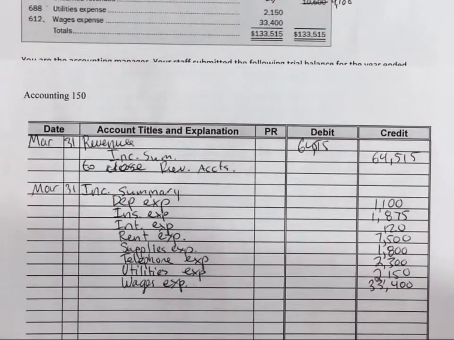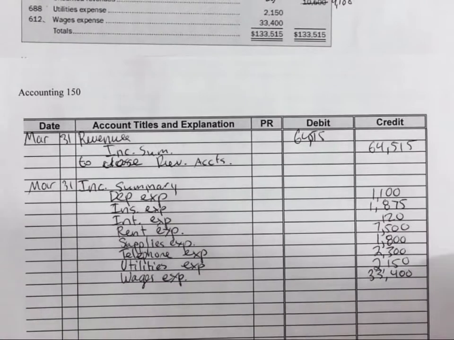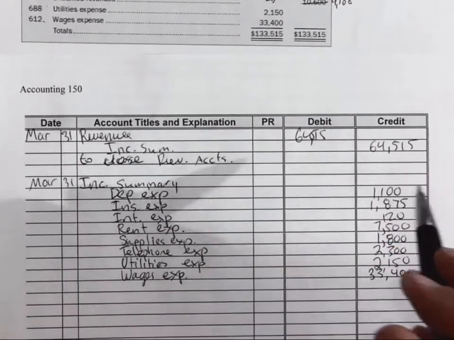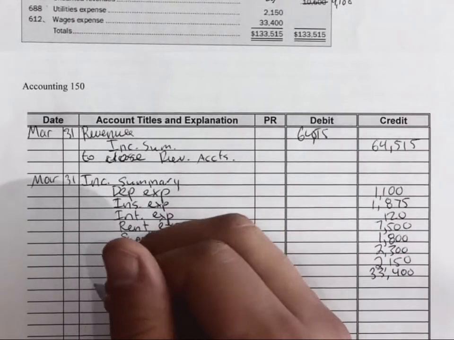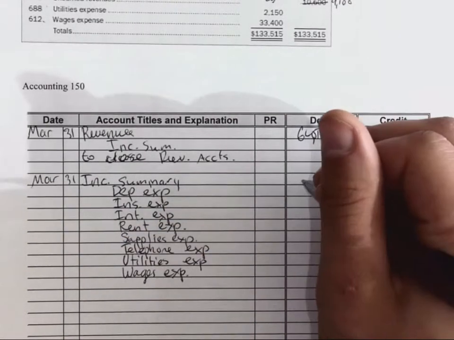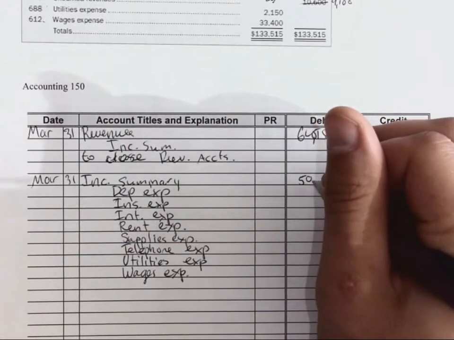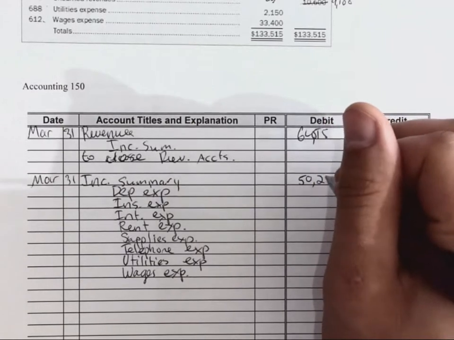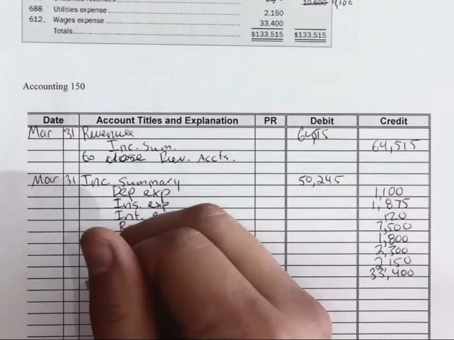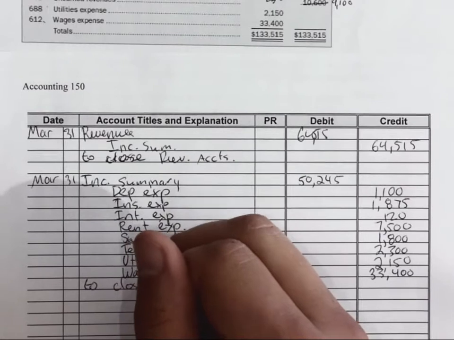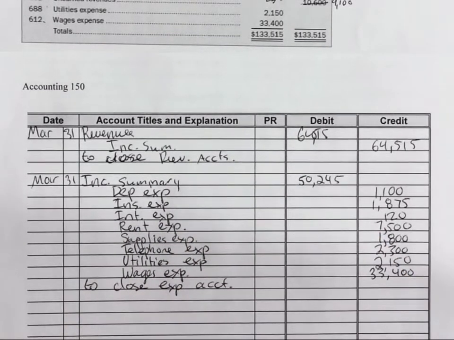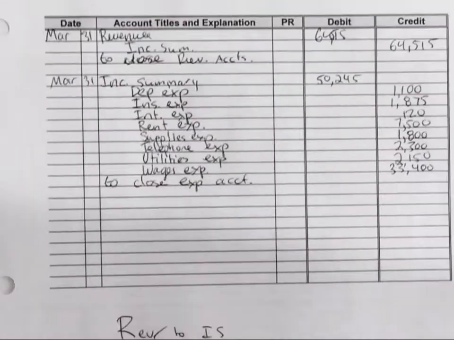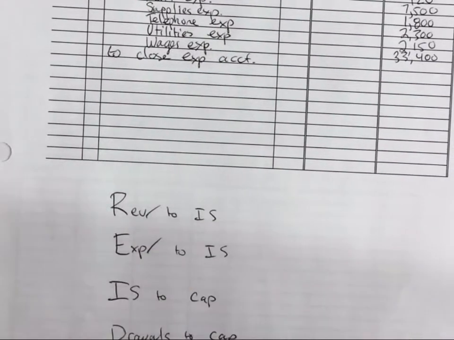And we can balance it on the, is that all 8? Yes, it is. So we can balance it on the, with the debit to income summary. If someone wants to add that up for me, that'd be great. 50,245. To close expense accounts. So we've completed the E.